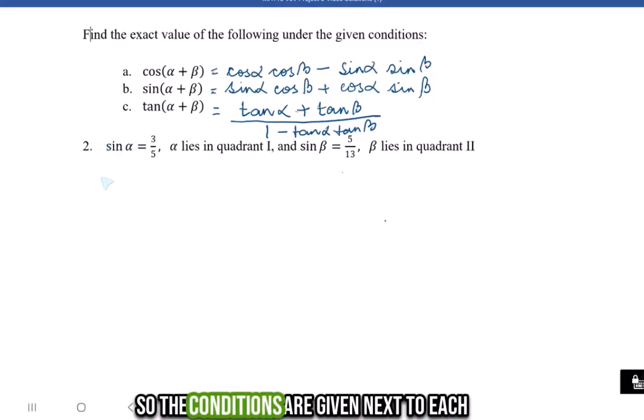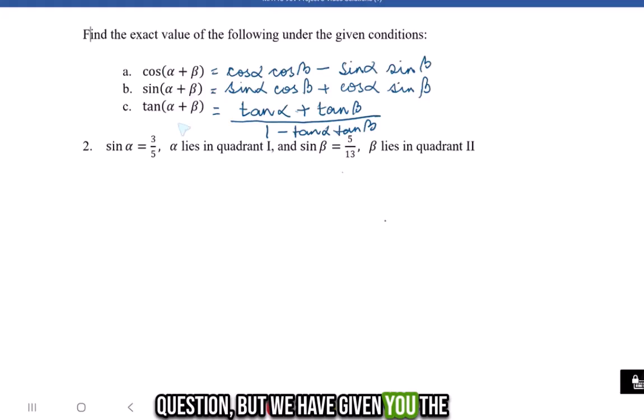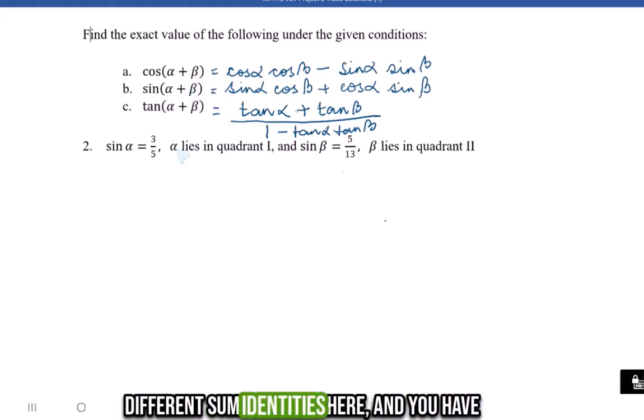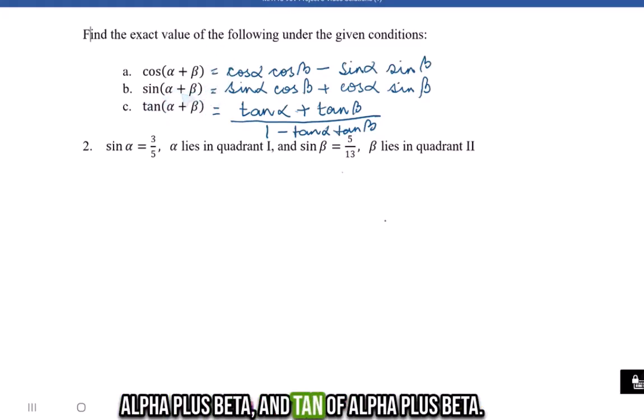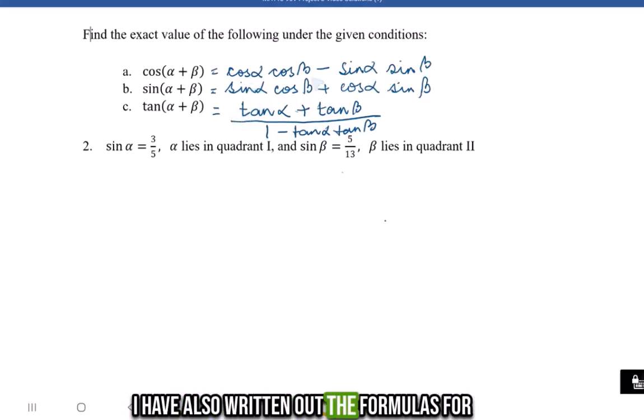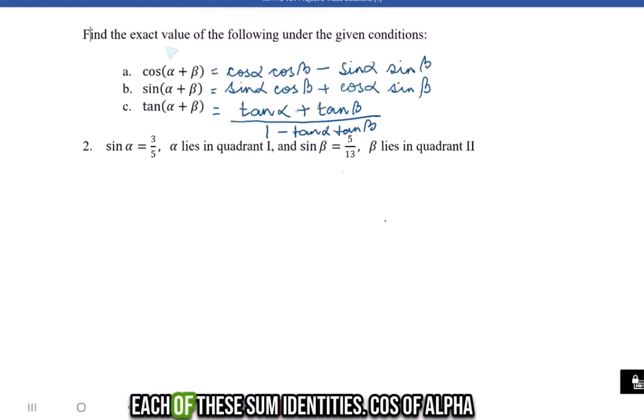So the conditions are given next to each question, but we have given you the different sum identities here, and you have to find the cos of alpha plus beta, sine of alpha plus beta, and tan of alpha plus beta. I have also written out the formulas for each of these sum identities.